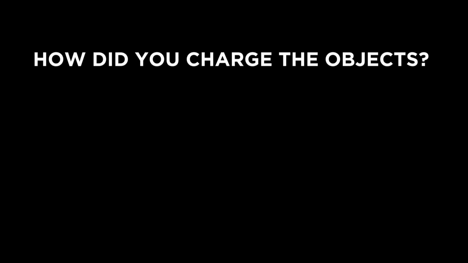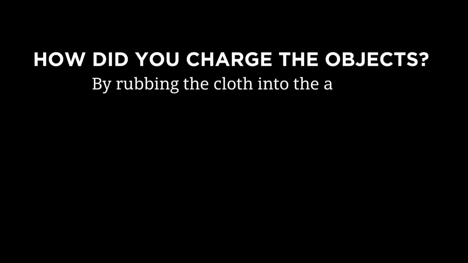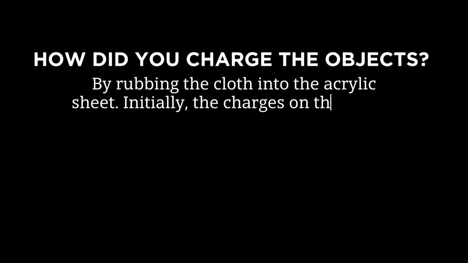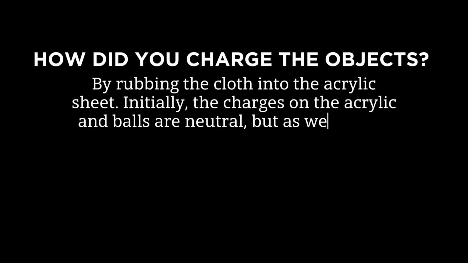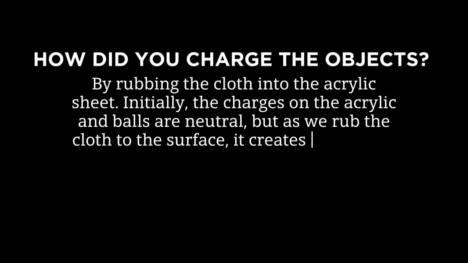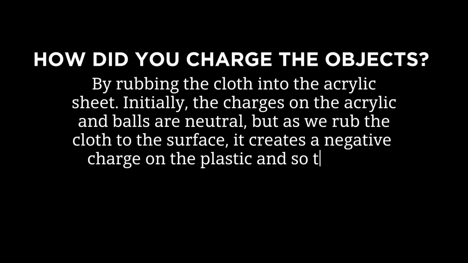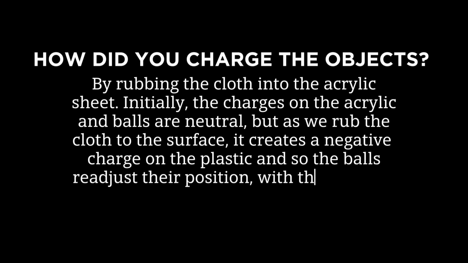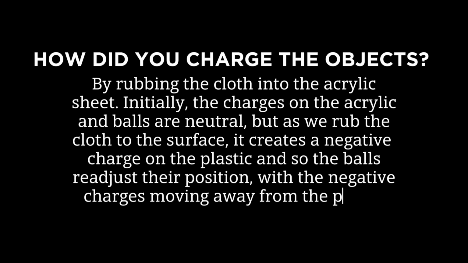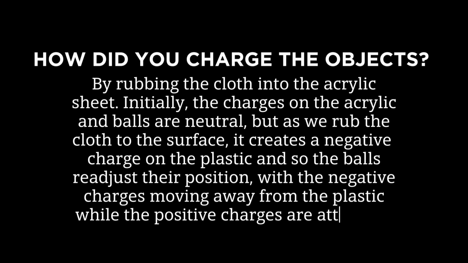How did you charge the objects? By rubbing the cloth on the acrylic sheet. Initially, the charges on the acrylic and balls are neutral, but as we rub the cloth on the surface, it creates a negative charge on the plastic, and so the balls adjust their position, with the negative charges moving away from the plastic, while the positive charges are attracted.